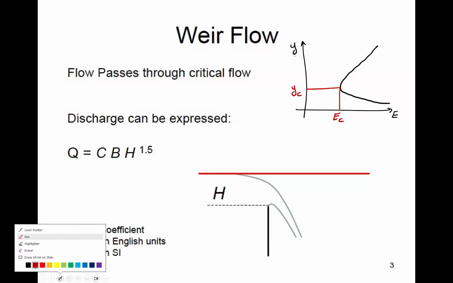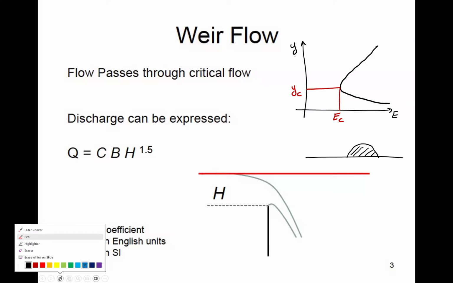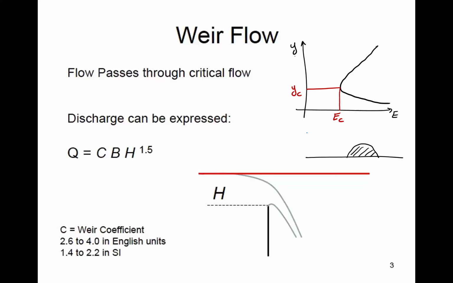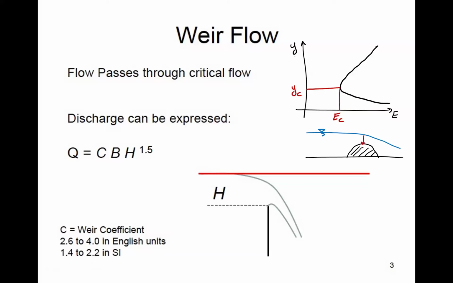So I'm going to sketch a tiny hump as well here. So very much like the hump that we studied. So flow goes over this, it's choked, so becomes critical, and then we get critical depth at the crest. So this will be Yc. And upstream is our specific energy, E. So we've seen this. A weir is very much like that. So let's look at the weirs in a little bit more detail.